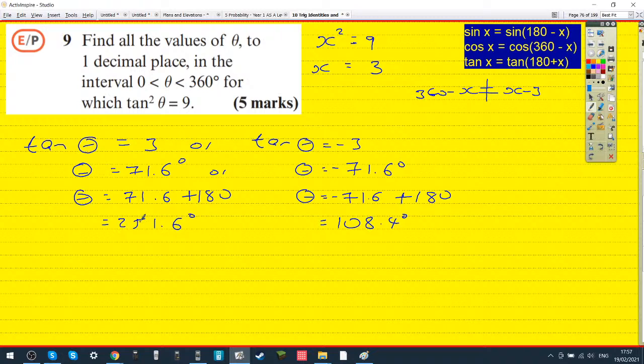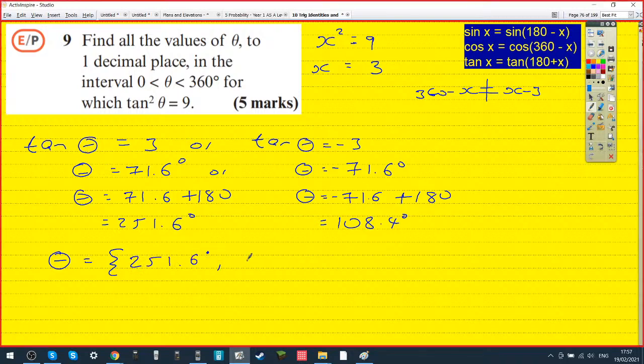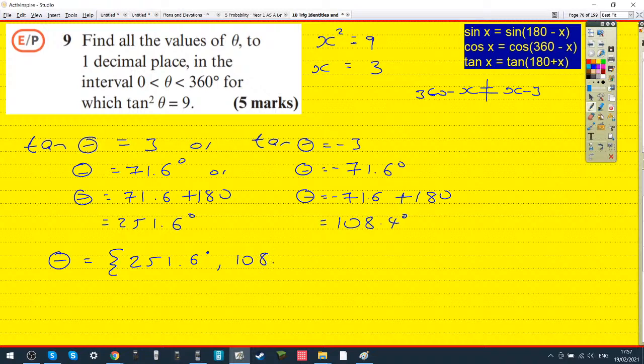So what are our solutions? 251.6. Right. What else? And 108.4. Okay. We have two more. What are the other two solutions we have? 71.6 and minus 71.6. Yeah.